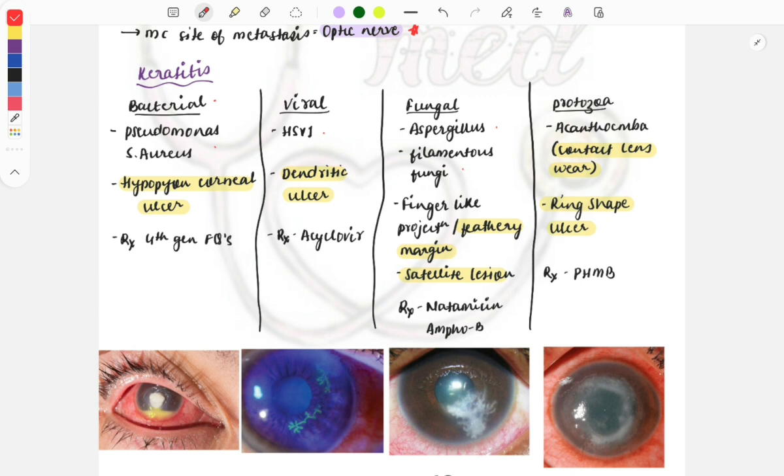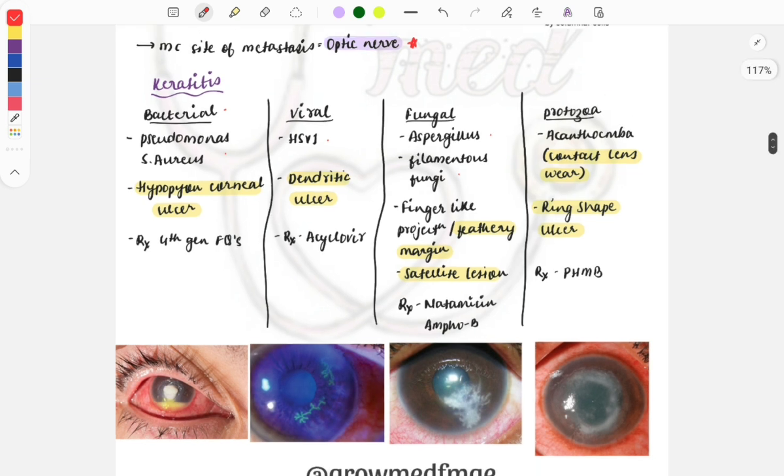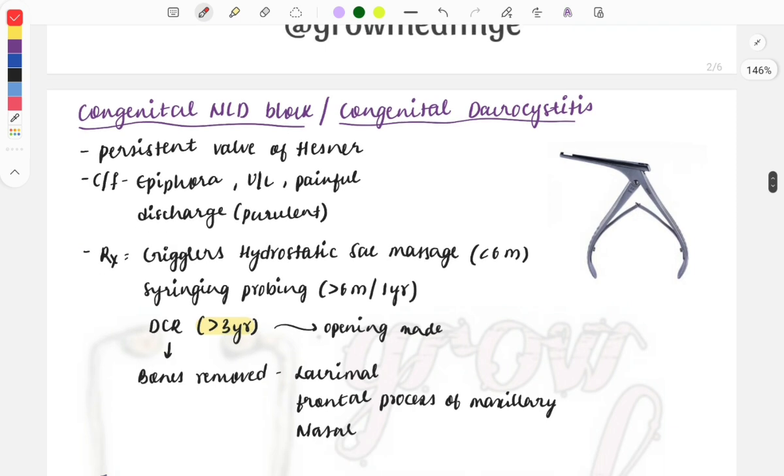So now I have just revised it quickly so that we will be finishing a lot of topics in less time. Then moving on to the congenital nasolacrimal duct blockage, which is also called the congenital dacryocystitis. What happens in this condition is there is a persistent valve of Hasner, due to which there will be discharge coming out, and also epiphora. Epiphora means the watering of the eyes.